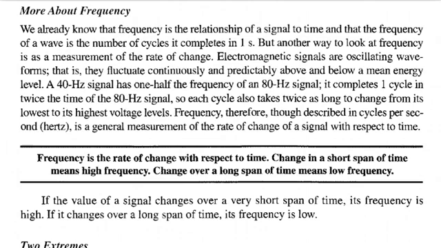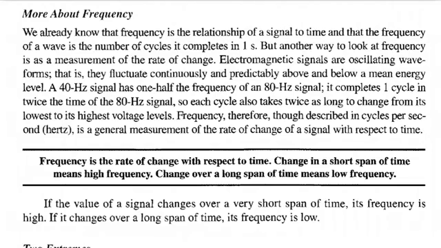A 40 Hz signal has one half the frequency of an 80 Hz signal. It completes one cycle in twice the time of the 80 Hz signal. So each cycle takes twice as long to change from its lowest to its highest voltage levels. Frequency, therefore, though described in cycles per second, is a general measurement of the rate of change of a signal with respect to time. Frequency is the rate of change with respect to time.